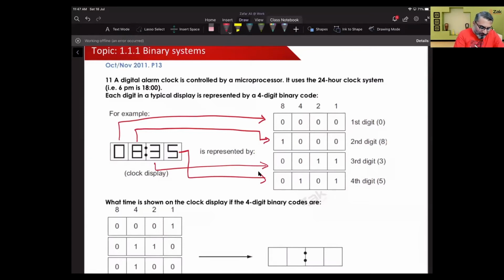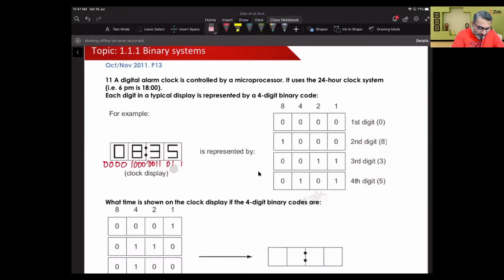So how will you come up with 0? So this is 0. How will you come up with 8? 1, 2, 4, 8. How will you come up with 3? 1, 2, 4, 8. How will you come up with 5? 1, 2, 4, 8. So these are being stored over here. These are being stored over here. So this is 0, 0, 0, 0.